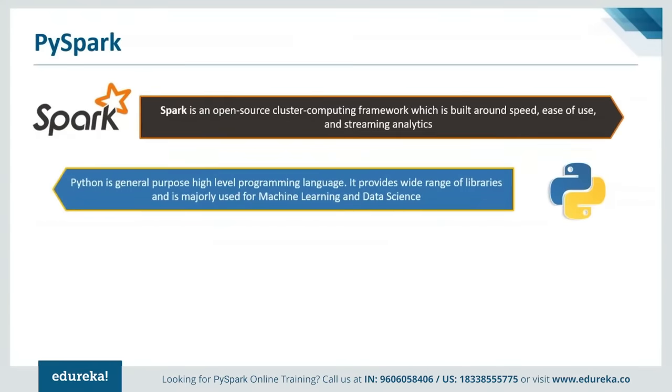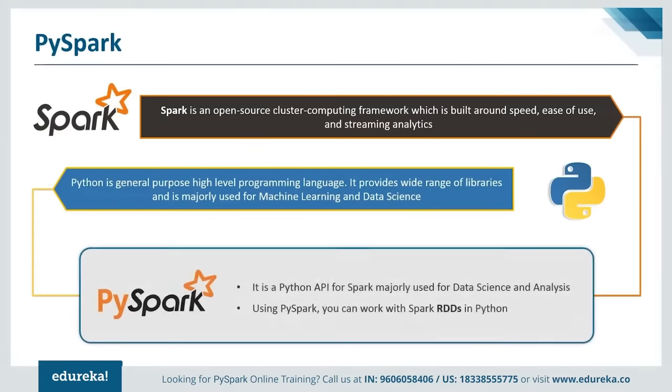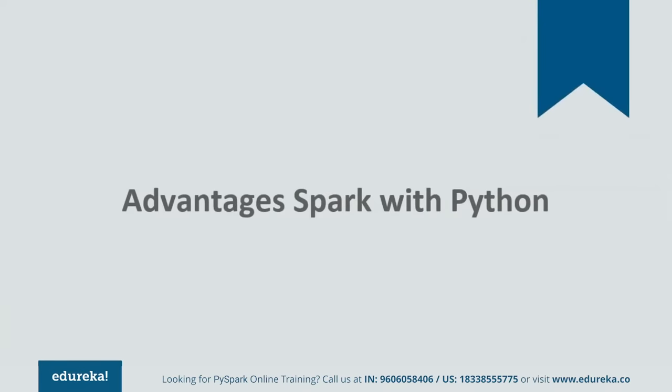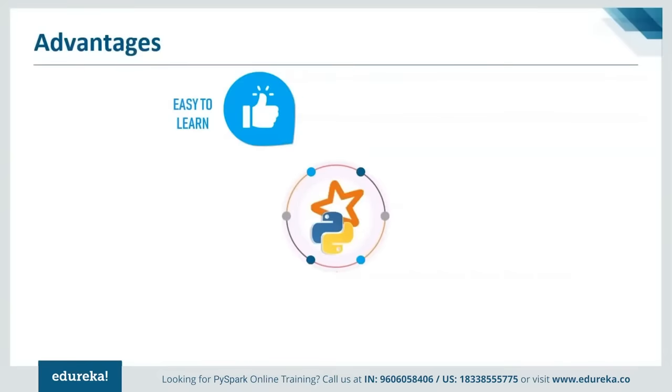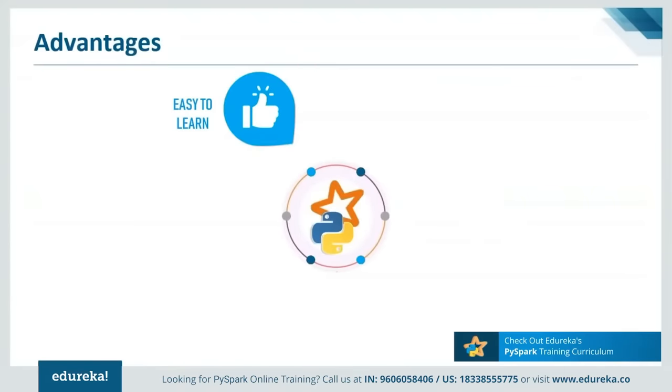Python, which is a general-purpose, high-level programming language. It provides a wide range of libraries and is majorly used for machine learning and real-time analytics. Now, which gives us PySpark, which is a Python API for Spark that lets you harness the simplicity of Python and the power of Apache Spark in order to tame big data. Now, PySpark also lets you use the RDDs and comes with the default integration of Py4j library. We'll learn about RDDs later in this video. Now that you know what is PySpark, let's now see the advantages of using Spark with Python. As we all know, Python itself is very simple and easy.